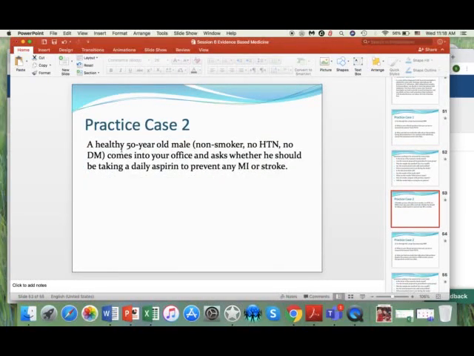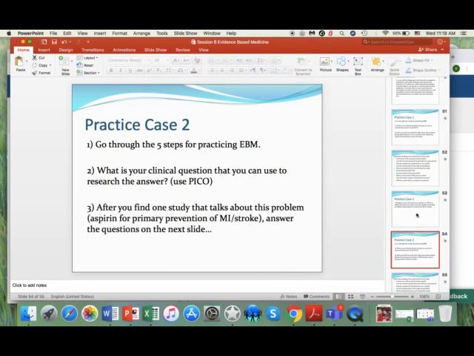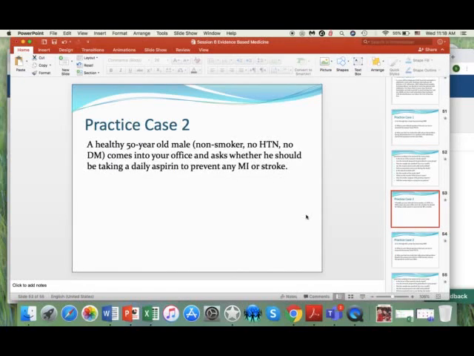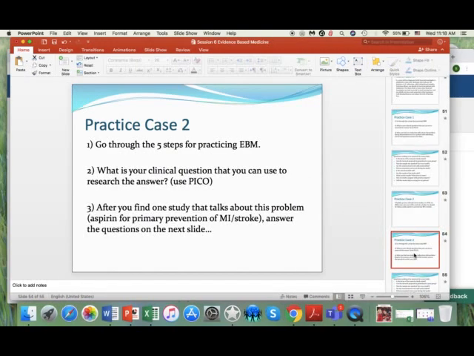A healthy 50-year-old male, meaning a patient that is a non-smoker, doesn't have hypertension, no diabetes, just healthy, he's not taking any other medicine. He comes to your office and asks whether he should be taking a daily aspirin to prevent a heart attack or a stroke in the future. I want you to come up with a question, go through those 5 steps, go through a question that you can ask that would help you know what to do in this case, and come up with that PICO format.